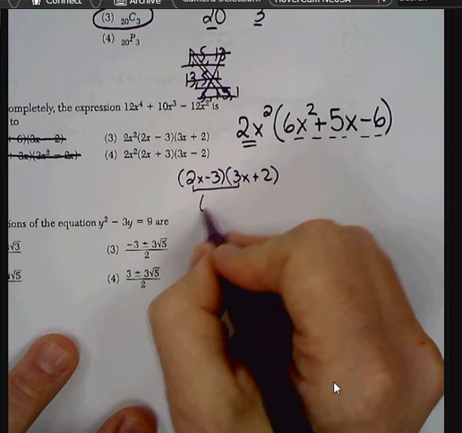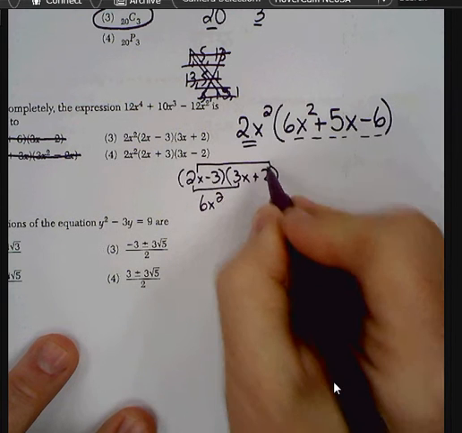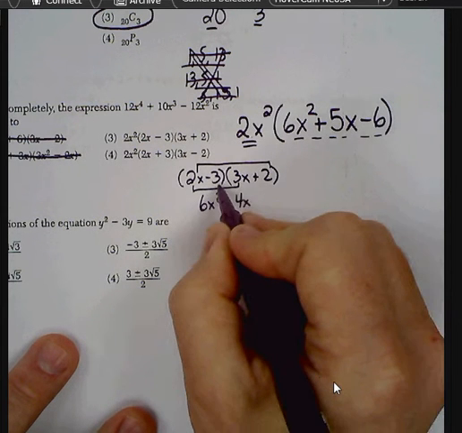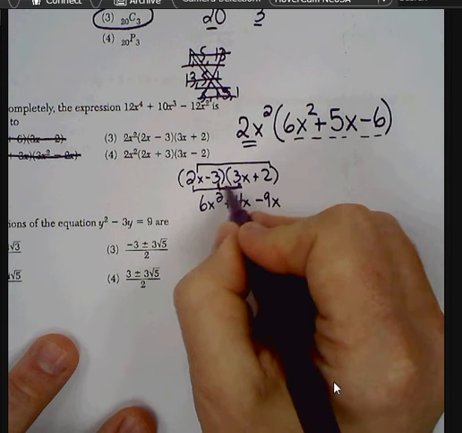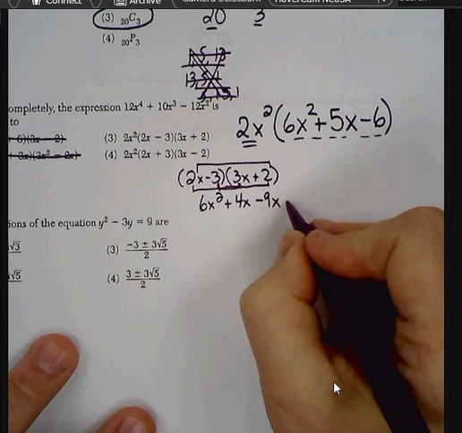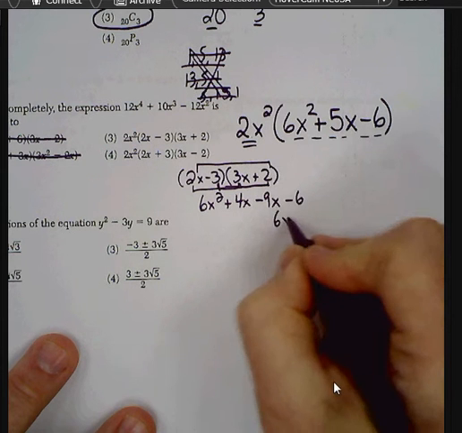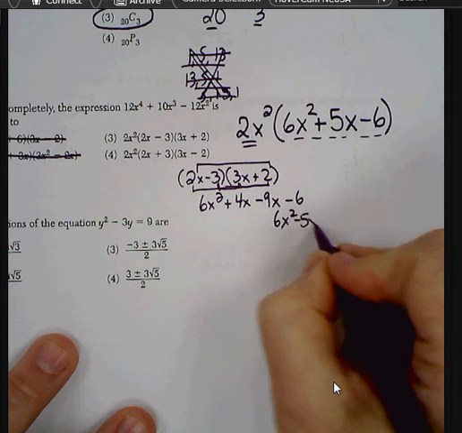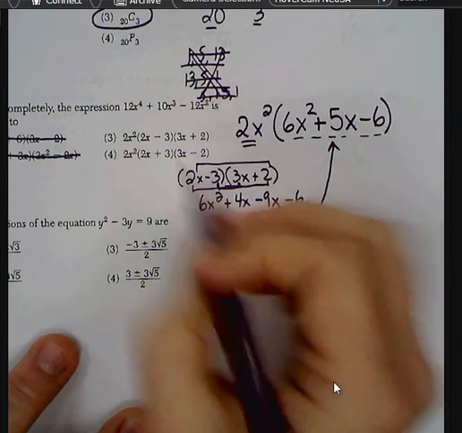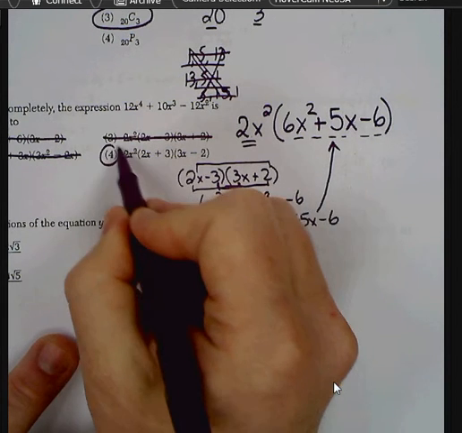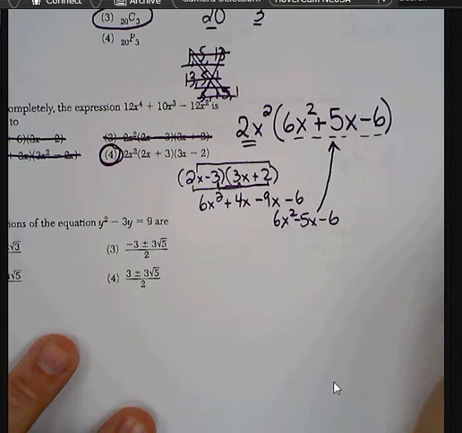FOIL: first, 6x squared. Outer, 2x times a positive 2, that's positive 4x. Minus 3 times 3x, that's my inner, minus 9x. And my last, negative 3 times a positive 2, that's minus 6. I get 6x squared, then minus 5x minus 6. Is that the one? No, it's not, because it's a positive 5x. That can't be my answer. Choice 4 is the actual answer.